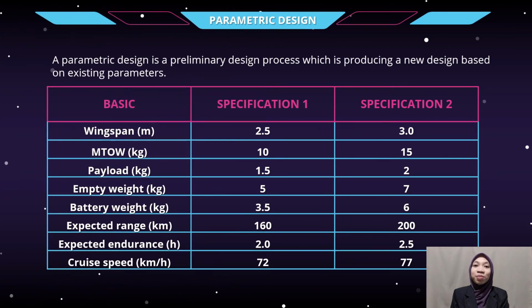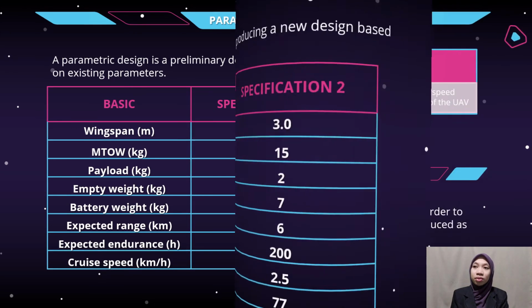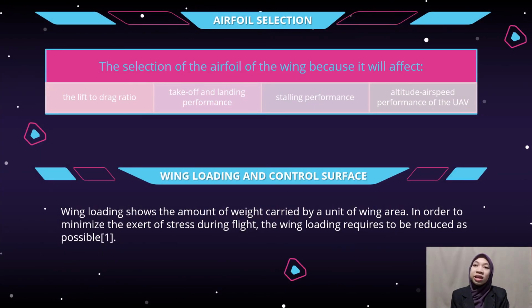The next part is the parametric design, which is a preliminary design process that produces a new design based on existing parameters. The table shows two types of specification that have been done based on the parametric study. After that, we will select the airfoil. The selection of the airfoil of the wing is important because it will affect the lift to drag ratio, takeoff and landing performance, stalling performance, and altitude airspeed performance of the UAV.